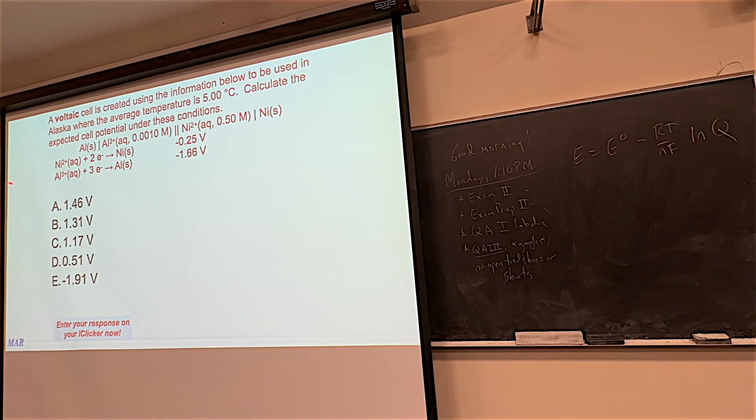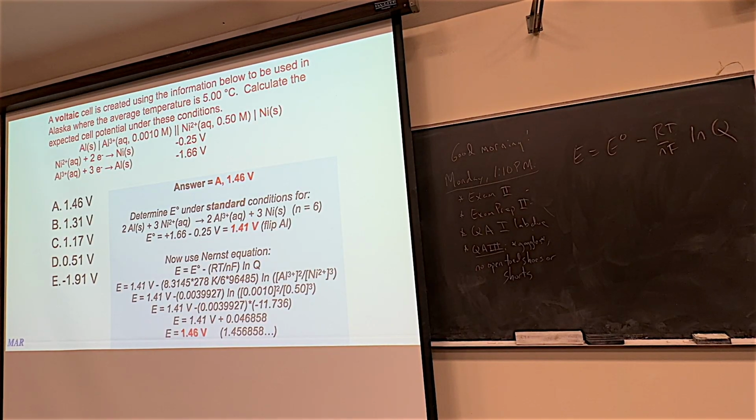Now Q is going to be products over reactants. And remember, we're flipping this one around, so aluminum 3 plus becomes a product, and nickel 2 plus is still a reactant. So products would be this number squared, because there's going to be 2 of them when you balance it, divided by the nickel 2 plus on the bottom to the 3rd power.